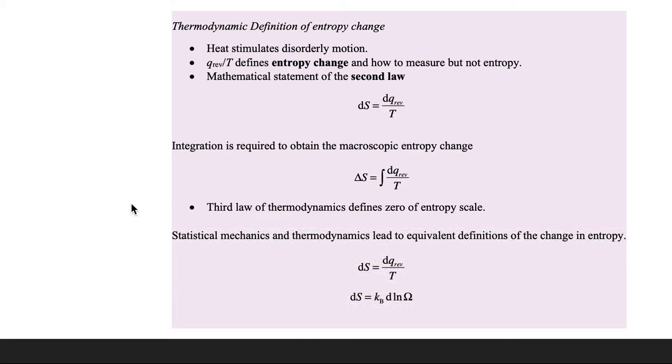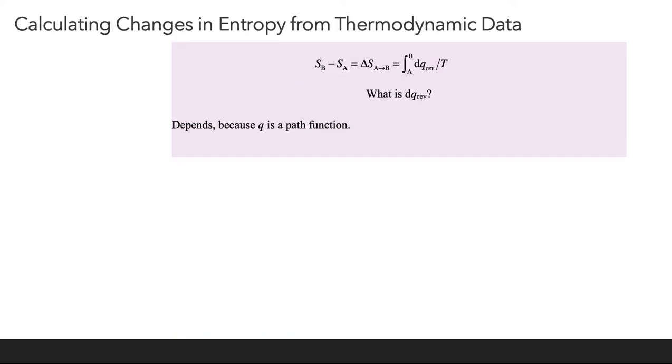It's important to note that statistical mechanics and thermodynamics lead to equivalent definitions of the change in entropy. They're not the same equations, but they are equivalent. So let's use thermodynamics to calculate changes in entropy. We need to evaluate this integral, but the question becomes, what is dq? Well, the answer is that it depends, because q, the heat, is a path function, so it will depend on how the system evolves, what the process is.